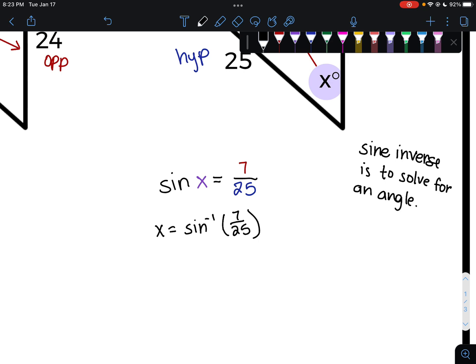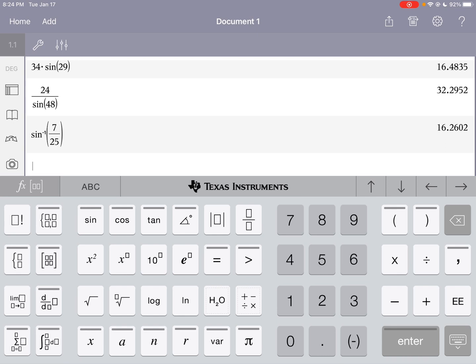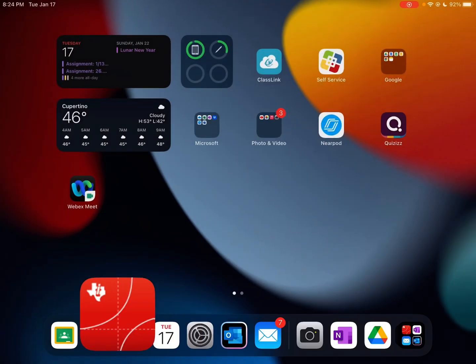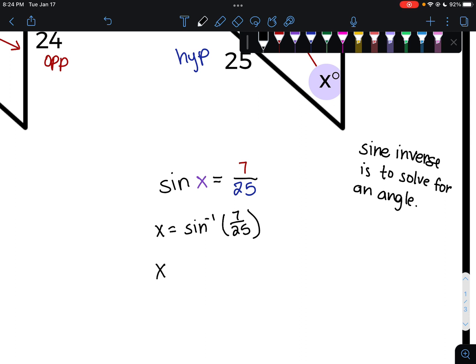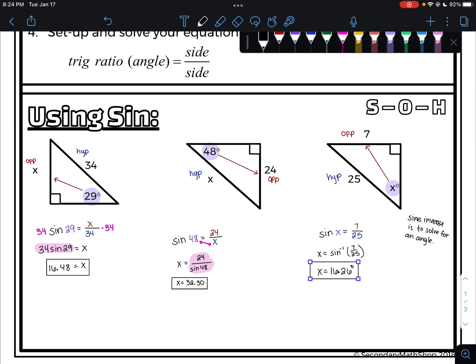Okay, so we're going to go to our calculator and type it in. If you're using the yellow handheld calculator, you still hit the trig button, everything works out. If you're using the desktop or the iPad app, you have to hold down sine and then select sine inverse. And then we have 7 over 25. And we get 16.26. And this is an angle measurement, so therefore we're going to use the degree symbol. So 16.26 degrees. Perfect. So that is 3 examples using sine.